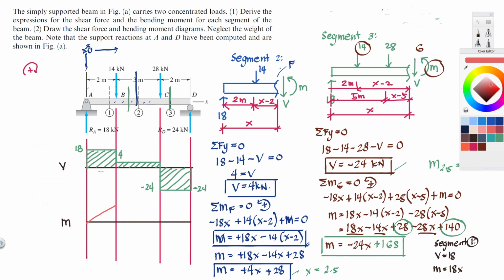Yung area na to, this is again 2 meters. This is 3 meters. And then this is 2 meters. So 18 times 2. So you can have it as positive 36. And then I will try to add another. So that is 3 multiplied by 4. So magiging 36 plus 12. Okay? So that is equal to 48.